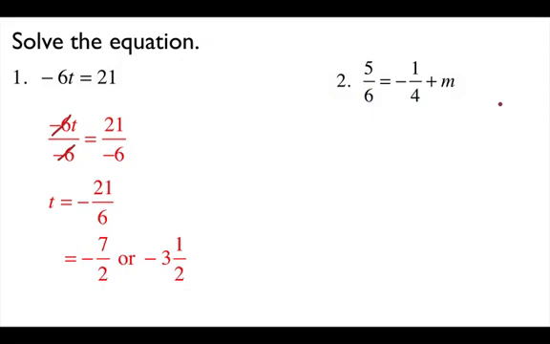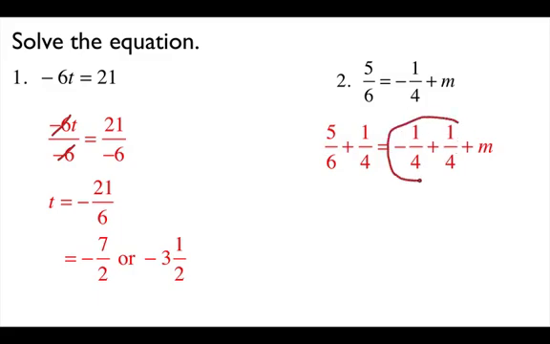Okay, so I have this equation. I need to do the opposite operation of what they did. And notice that I have negative 1/4. So what do I need to do to both sides? The opposite of taking away 1/4 is adding 1/4 to both sides. Once I do that, this is what I have.